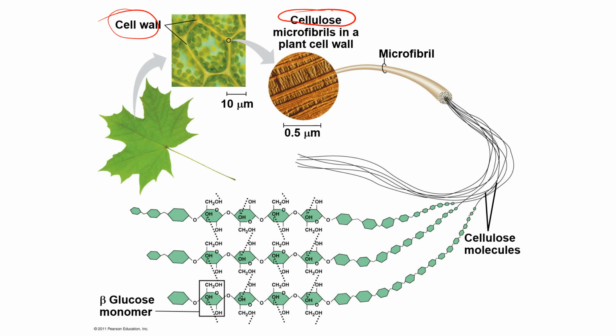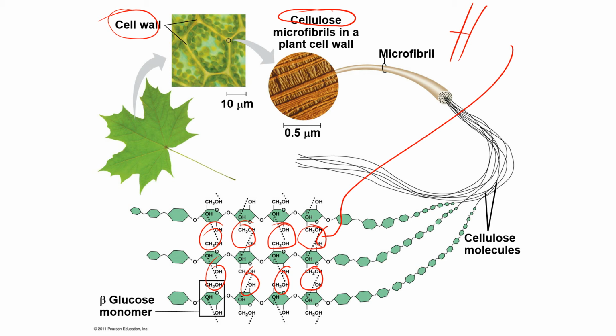So if you only look at one microfibril and look at individual cellulose molecules, this is showing you the hydrogen bonding that's taking place between one chain and the next. All of these consist of hydrogen bonds.